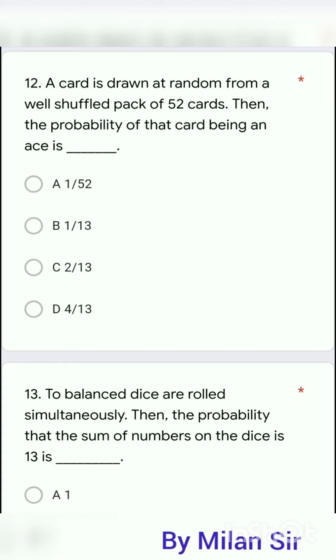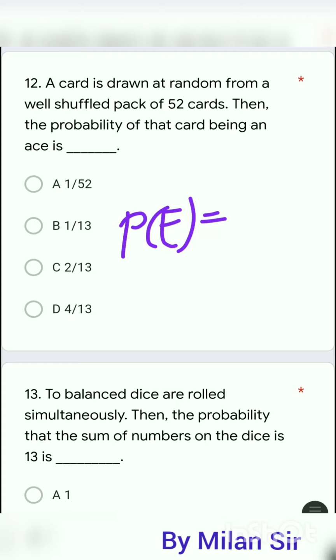After that, question number 12. A card is drawn at random from a well shuffled pack of 52 cards. Then the probability of that card being an ace is. Total 52 cards are there. We need to find the probability for ace. So in 52 cards total, how many aces are there? That becomes our favorable outcomes.